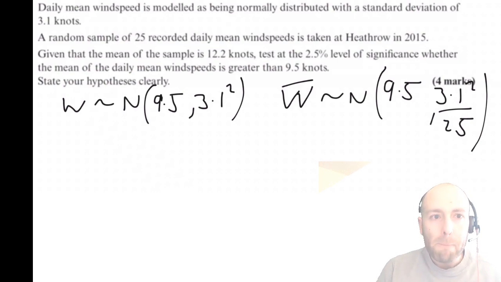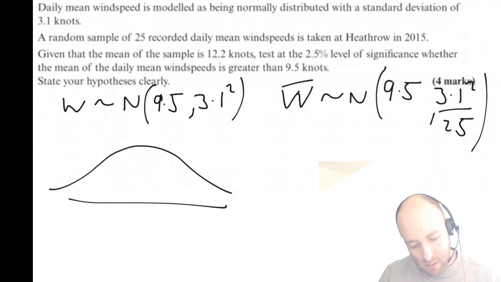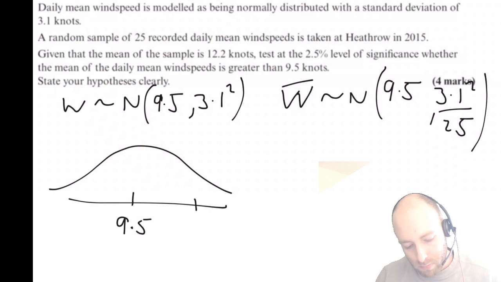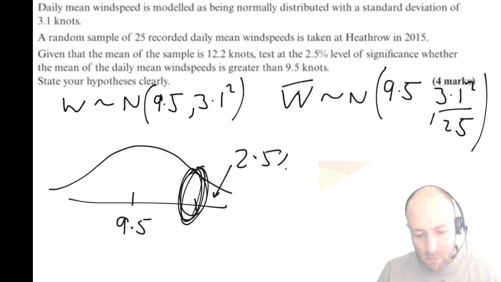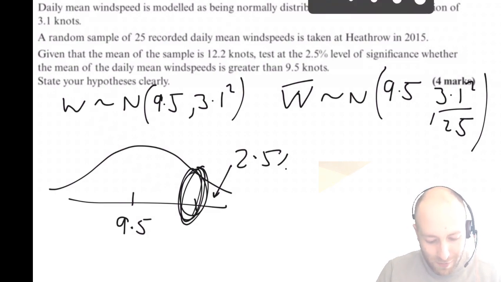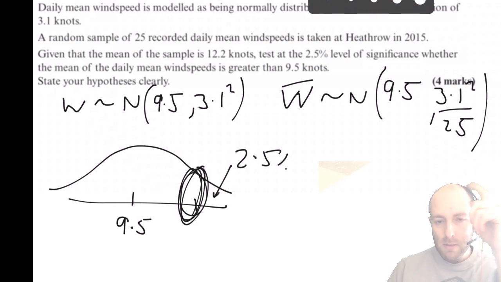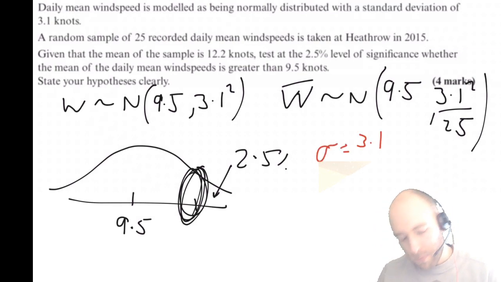Those are those two. We want to find 2.5% significance level, whether it's greater than. So it's a one-tailed test. There's our mean. We're looking for 2.5%. So we're trying to find this critical value. Okay, dokie. So if we go to our calculator, we're going to go greater than 2.5%, put in our sample standard deviation and our mean. So remember, sigma is going to be 3.1 over root 25, which is 5.